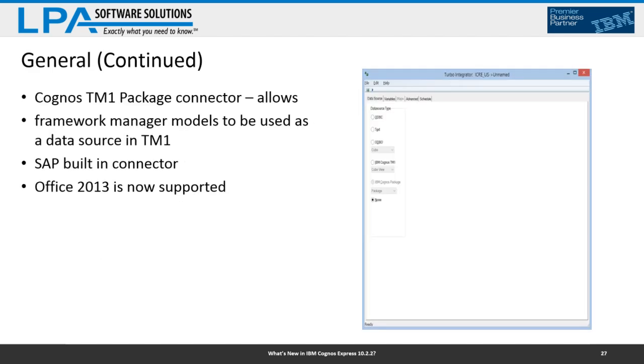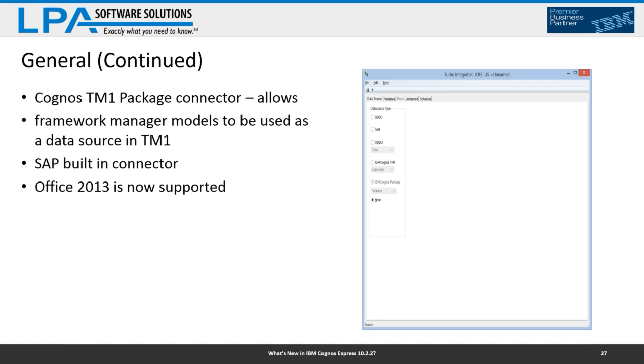In general, there are some additions that 10.2.2 allows in this version of TM1. The first one is the TM1 package connector. This is now integrated with Turbo Integrator, which is the ETL tool that comes with TM1. You can now use a Framework Manager model as a data source within TM1, which means that data that you've loaded into your Cognos BI space can now be pulled into TM1 and create a cube and/or create dimensions off of it. So it's now directly connected to BI.